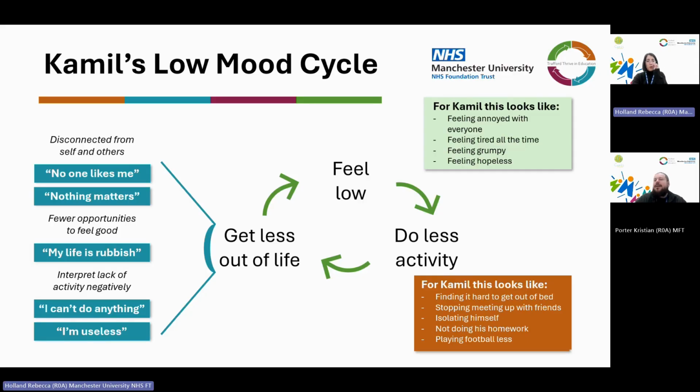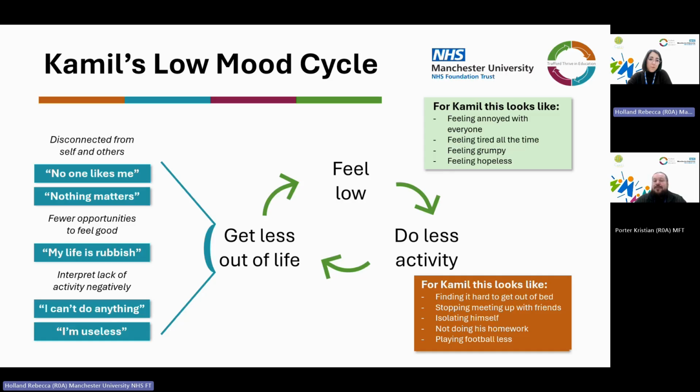Yeah, you touched on it a little bit. However, this slide is essentially the same as the last, but looks at Camille's information and where his experience fits in with this cycle as well. So examples of Camille's less activity would be finding it hard to get out of bed, stopping meeting up with friends, isolating himself, not doing his homework, and playing football less. This leads to the same outcomes in terms of getting less out of life.